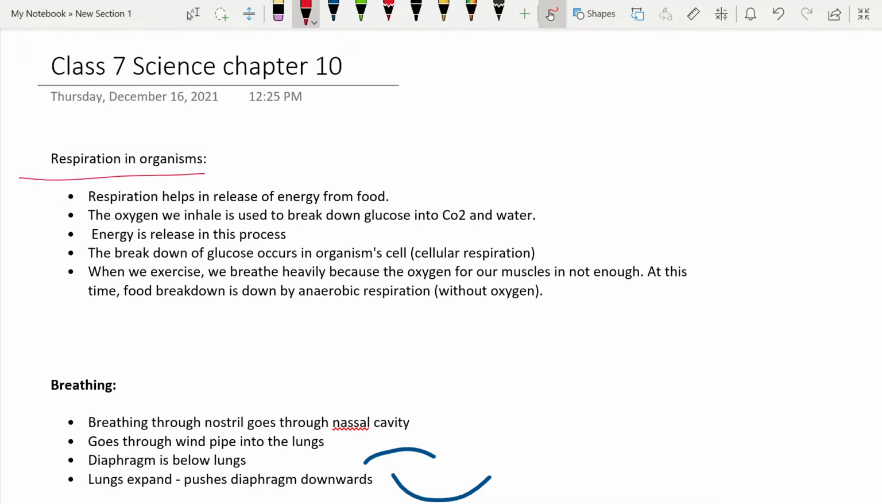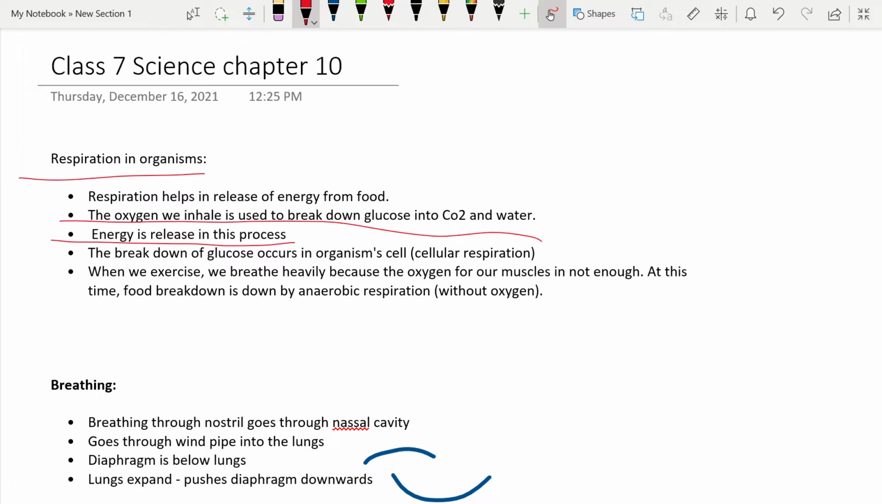Today we're exploring Class 7 Science Chapter 10, Respiration in Organisms. Respiration helps in the release of energy from food. So when we respire, we use up our food and release energy. The oxygen we inhale is used to break down glucose into CO2 and water. These are just brief introductions; we're going to go into more detail. Energy is released in the process of respiration.